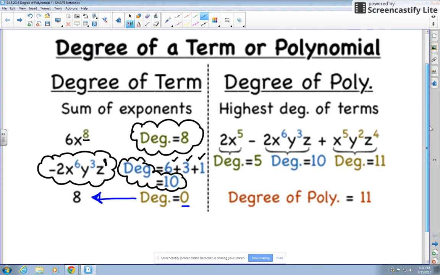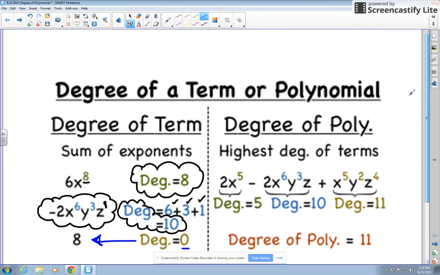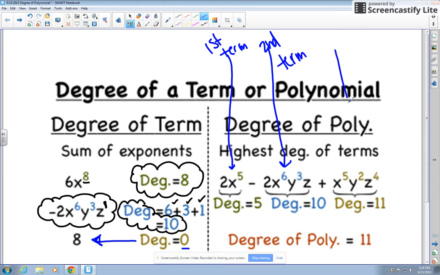Now let's look at the degree of a polynomial. Take note that this right here is our first term. And then we have our second term right here. And then we have a third term. It's very important to understand what a term is. And terms are separated by typically our plus and minus.